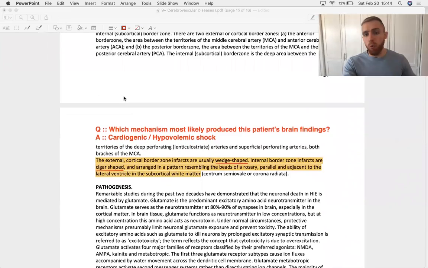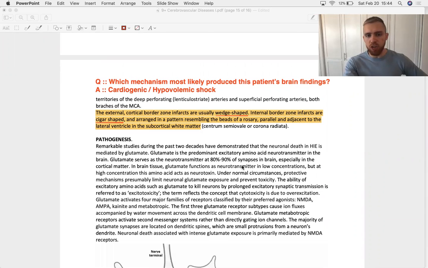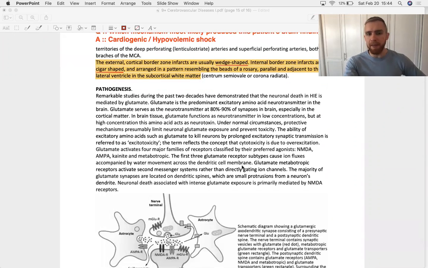Again, what do they want to ask? What mechanism produced these findings? Understand it has to do with blood volume and thus perfusion. If you don't have enough volume to perfuse the brain, this is where you see tissue death first. And they're wedge-shaped and cigar-shaped. And the underlying pathology is always a loss of blood volume.